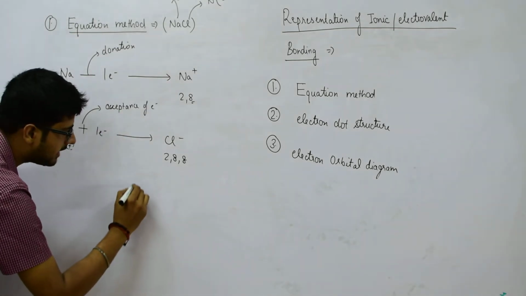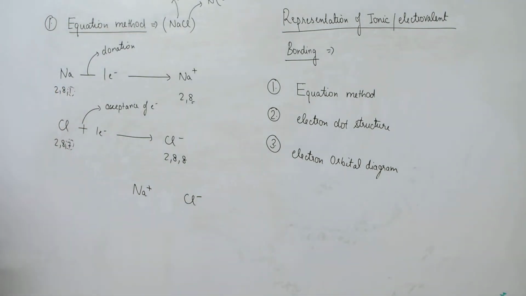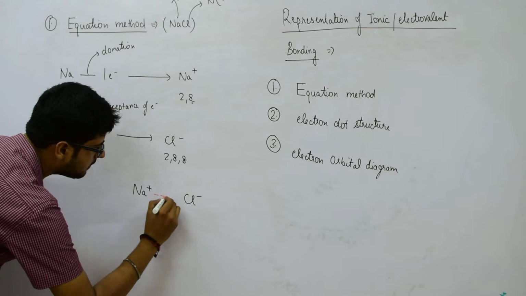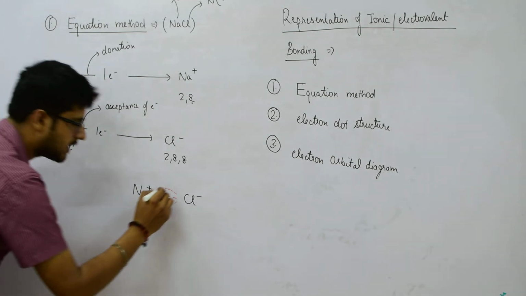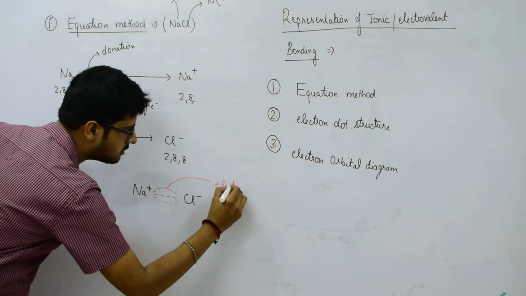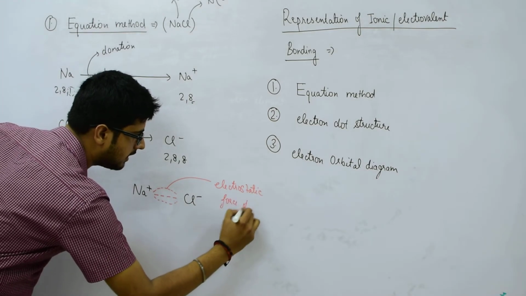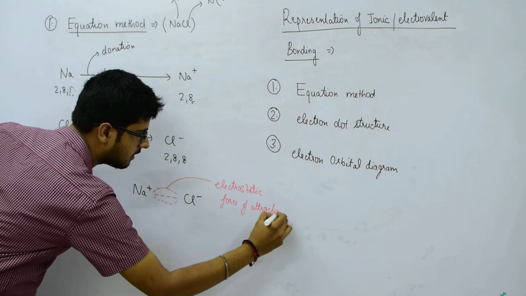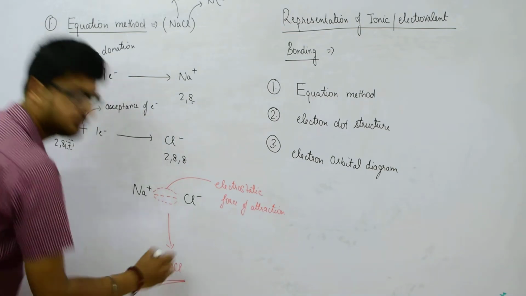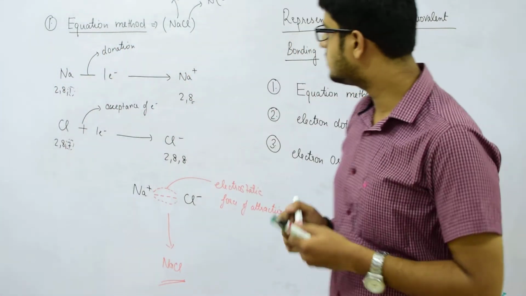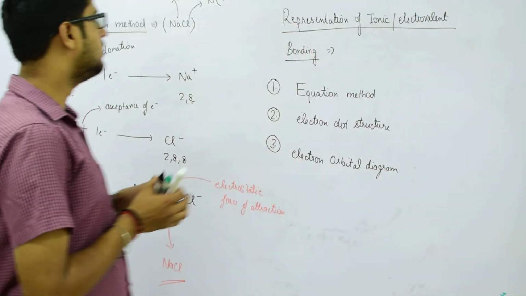Now the two ions, Na+ ion and Cl- ion, are linked together by electrostatic force of attraction. These lines show the electrostatic force of attraction, and it leads to the formation of the NaCl compound. So this was the first method, the equation method, given for the explanation of ionic bonding. We took the example of NaCl.